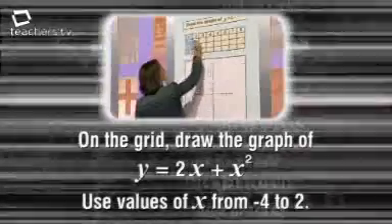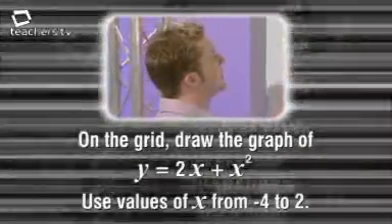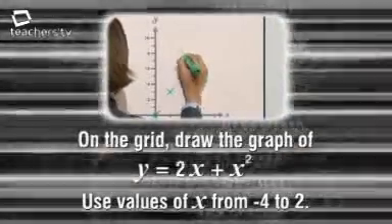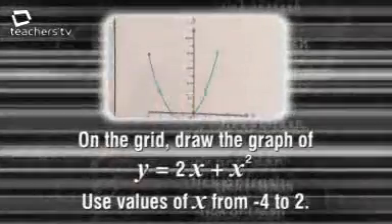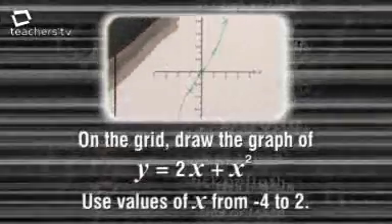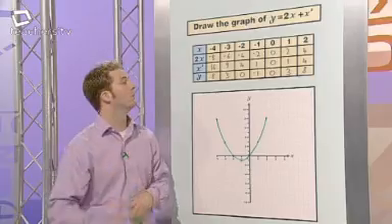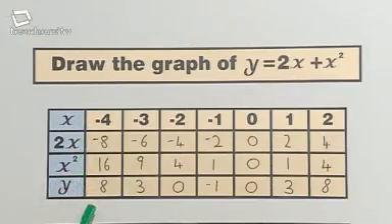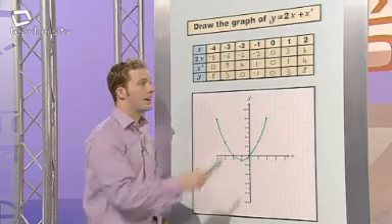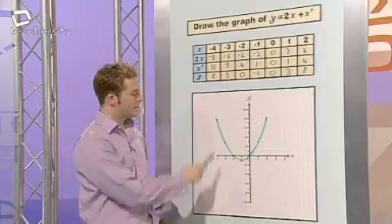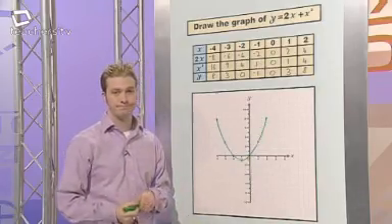On the grid, draw the graph of y equals 2x plus x squared. Use values of x from -4 to 2. First, I completed the table of values to work out the points for the graph. The points I plotted were -4, 8, -3, 3, -2, 0, -1, -1, 0, 0, 1, 3, and finally 2, 8, which gave me this curve-shaped graph like this.